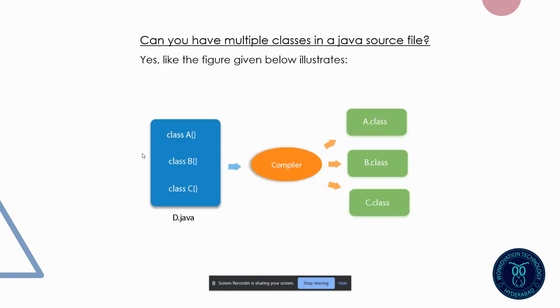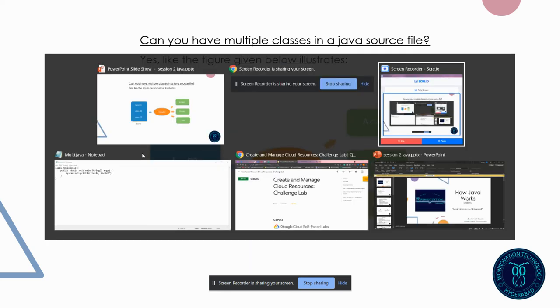Okay. Now, can you have multiple classes in a Java source file? Yes, we can have multiple classes in a Java source file. Suppose we have a Java source code named d.java with three classes, class A, class B, and class C. On compilation using the compiler, we will get three bytecodes: A.class, B.class, and C.class for the three classes respectively. I'll be showing you this by an example.